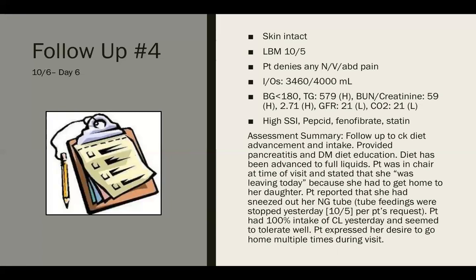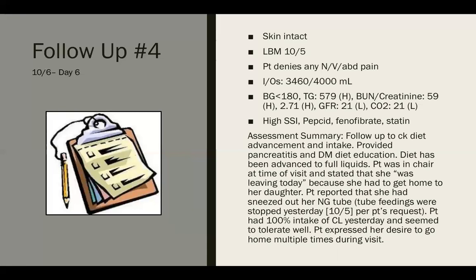And our assessment summary is, so this is sort of what we talked with the patient about when we saw her, and what we found in the doctor's notes prior to our visit. So our follow-up was to check diet advancement and intake, and to provide pancreatitis and diabetes diet education. Patient's diet has been advanced to full liquids.